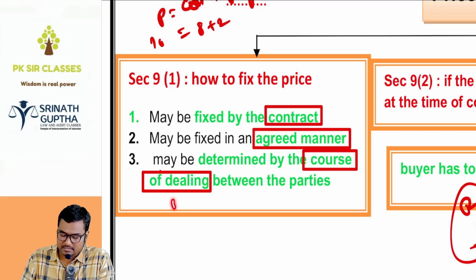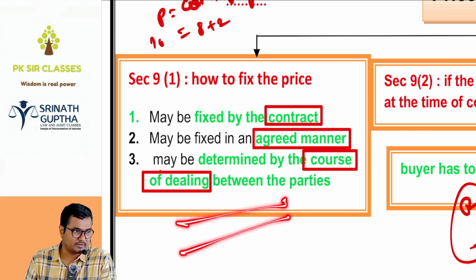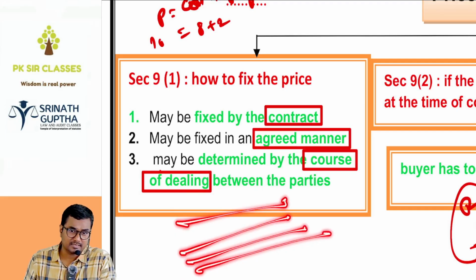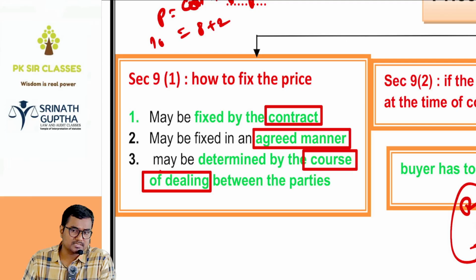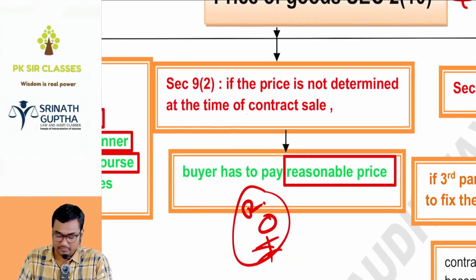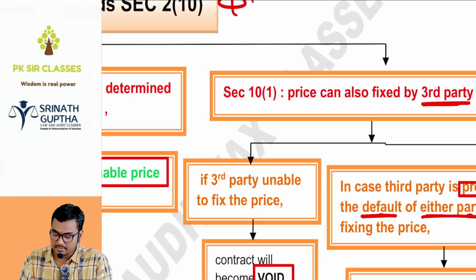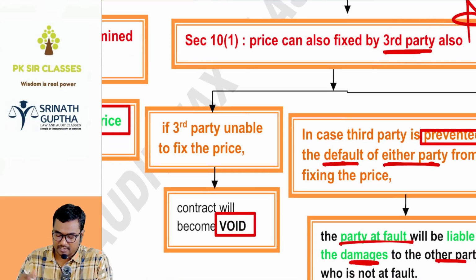It may be fixed based on the course of dealings. 2010, 10 rupees. 2011, 11 rupees. 2012, 12 rupees. 2013, how can you say? 13 rupees, based on the course of dealings. So if the price is not fixed, we have to pay the reasonable price. Price can also be fixed by a third party. If the third party is unable to fix the price, the contract will become void.